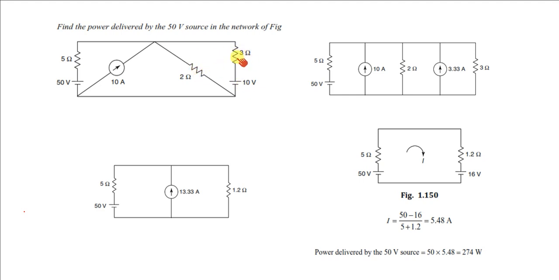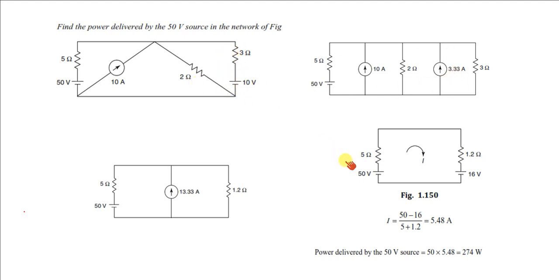So we have to reduce this to a single one. You can convert this voltage source into a current source. I am converting this voltage source into a current source. I am not touching this because I want to find the power delivered by the 50 volts. So I am converting this right side voltage source into a current source because I have to reduce to a single resistance.